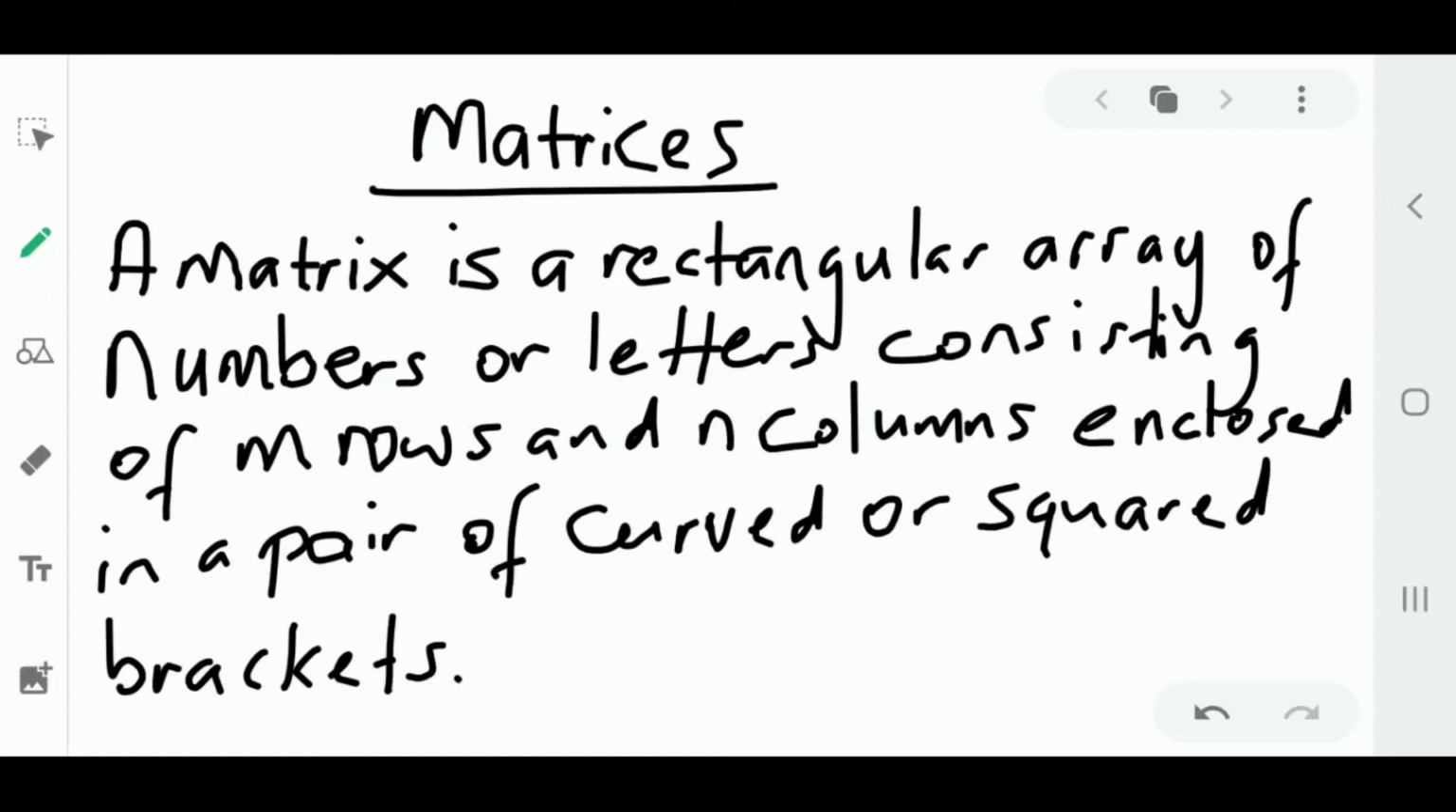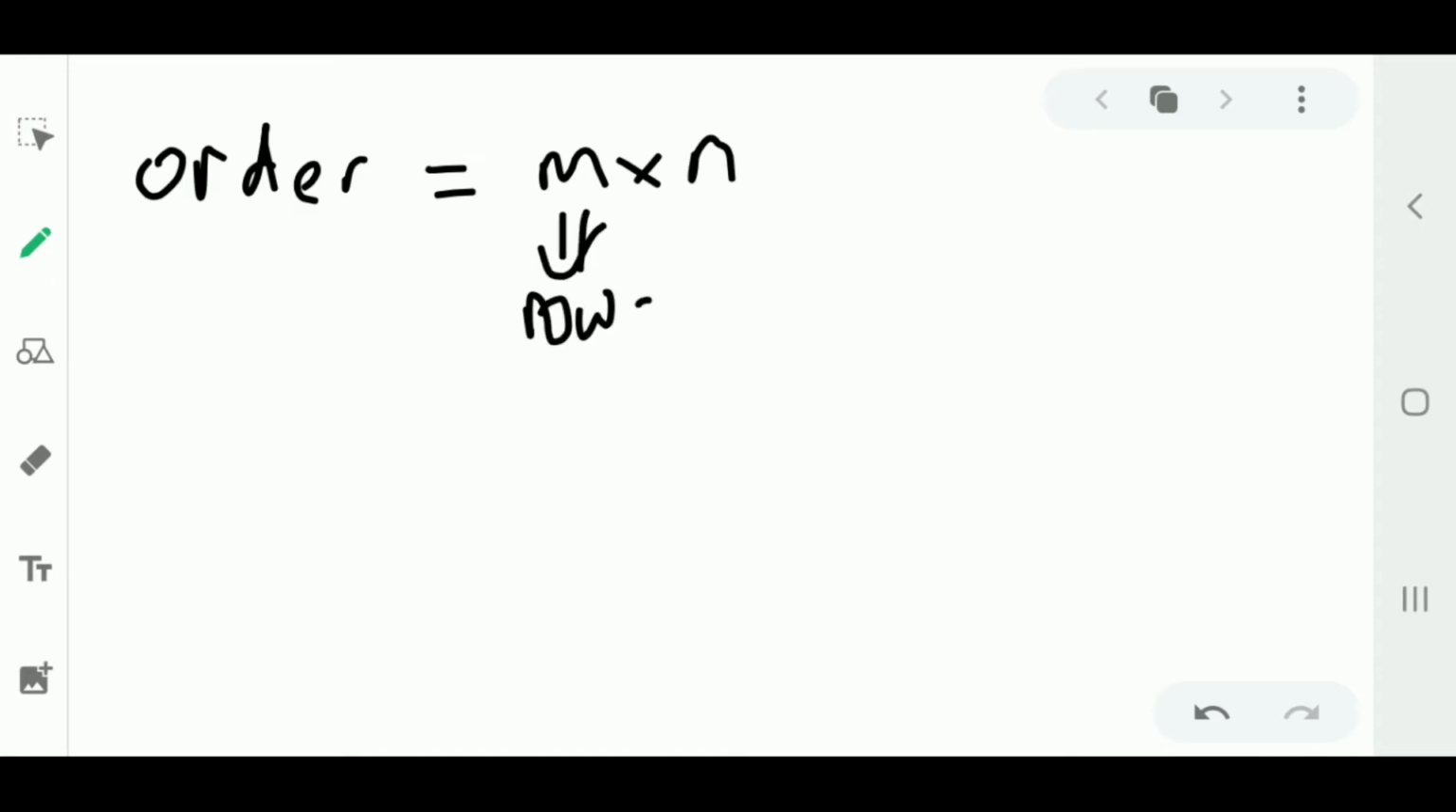So a matrix is a rectangular array of numbers or letters consisting of m rows and n columns enclosed in a pair of curved or squared brackets. So we usually focus on the order of a matrix, and the order tells you the m by n arrangement, where m is for rows and n is for columns.